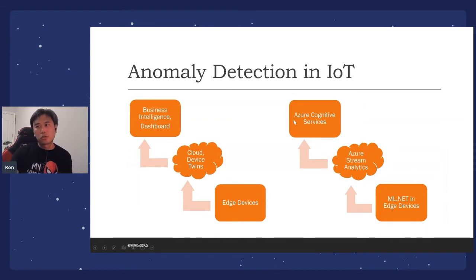Today we'll focus on what is anomaly detection in IoT, and we'll talk about ML.NET in our edge devices running that. Then we'll talk a little bit more about Azure Stream Analytics and how we would do anomaly detection in Stream Analytics, and also talk about something related to Anomaly Detector, which is part of Azure Cognitive Services.